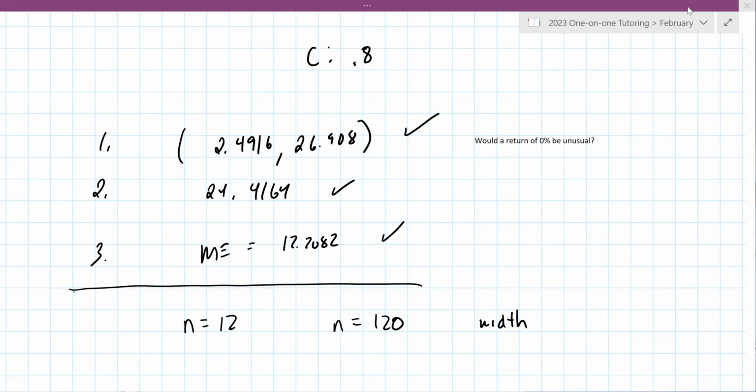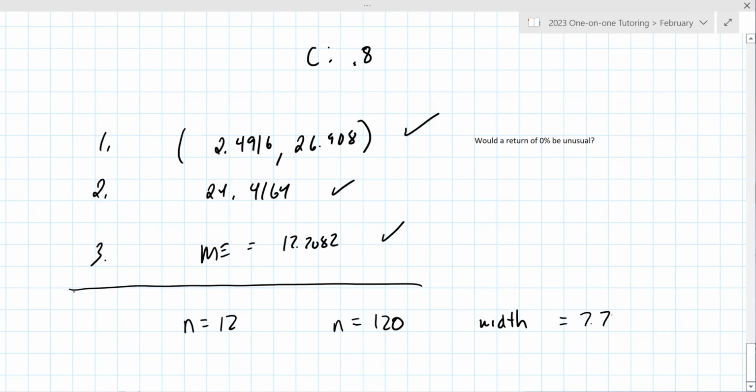The width for 120 is 7.722. So as you said, it did get smaller. Good, good. That's really important here.